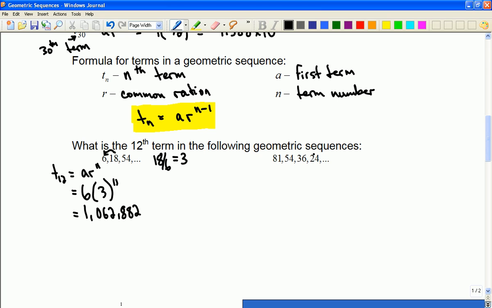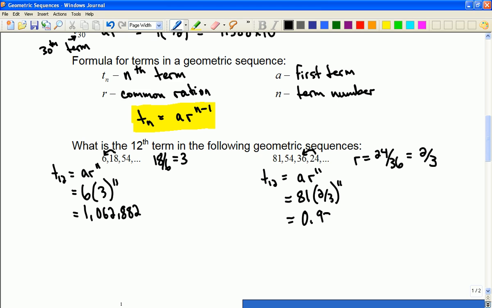Okay, so in the other sequence, I'll pick these two this time to work with. My common ratio is 24 divided by 36. And I know that both of those divide into 12, so I can call this 2/3 when I reduce it. So term 12 is the first term, common ratio goes 11 times. And in this case, it'll be 81 times 2/3 to the 11. This one's got quite a few decimals, but I guess I'll write them all out for you. We'd probably likely round it if we were doing this. Maybe your textbook answers would be rounded too. Okay.